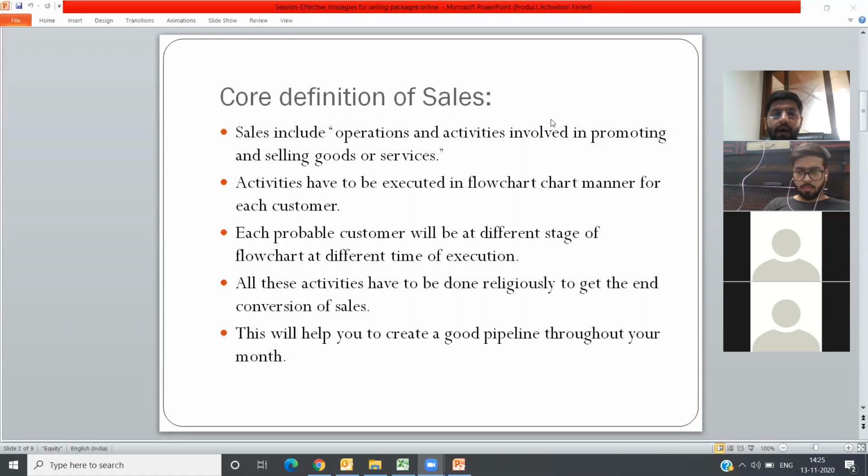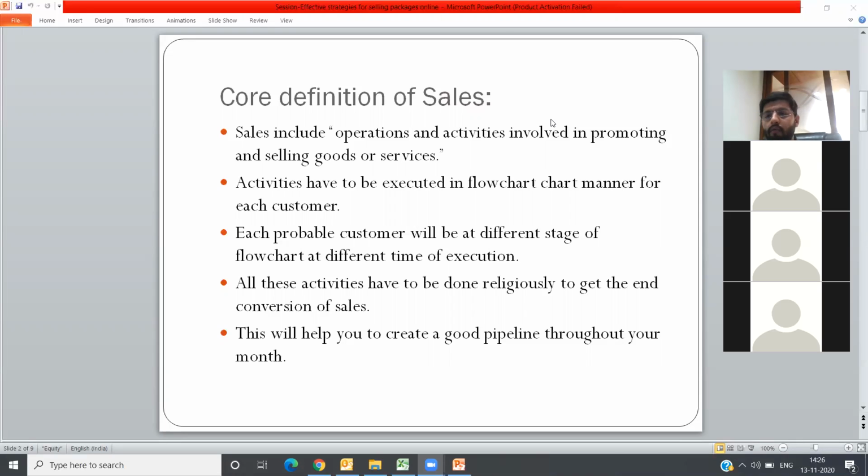Third, each probable customer will be at a different stage of the flowchart. So we'll be discussing this flowchart and the list of activities, and you will be able to figure out, with respect to your earlier communication, that every customer is at a different level of the flowchart when you are executing this sales process. Someone you are taking a new request from, for someone you are doing the customization, for someone you are getting the payment done. So I'll list all the activities in a precise manner so that we get a clear idea.